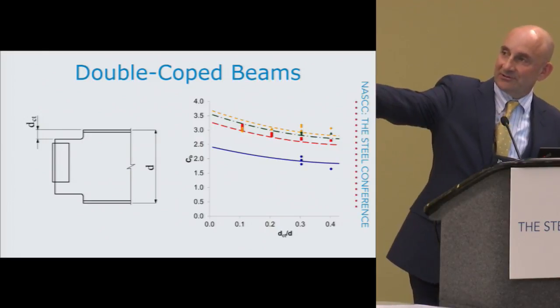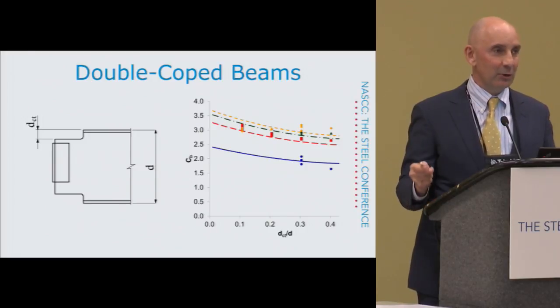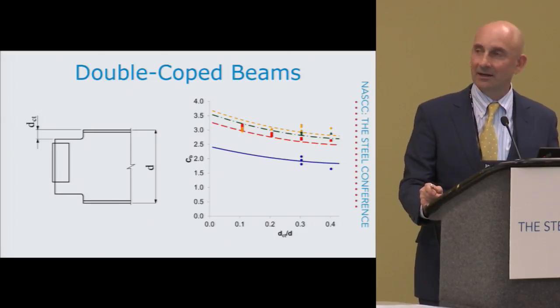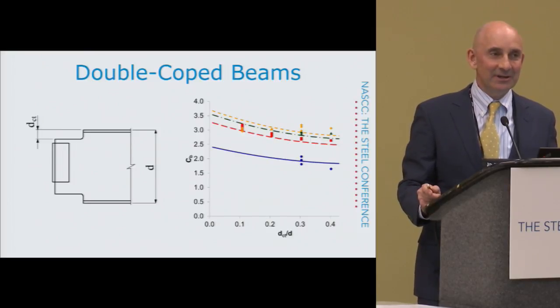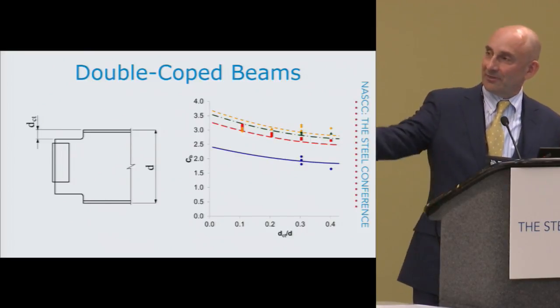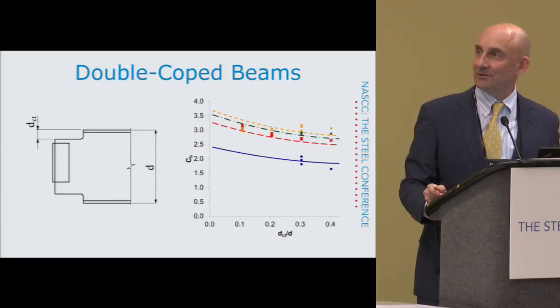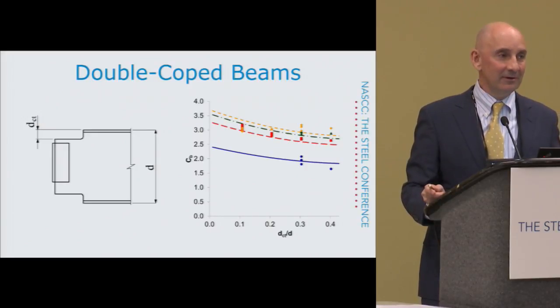First of all, we had to label this D sub CT, because before it was D sub C for cope depth. Now we can have different depths at the top and the bottom, so we got D sub CT and D sub CB. We took D sub CT over D, where D is the depth of the member, plotted that on the horizontal, plotted C sub B, that's used in spec section F11, on the vertical, and plotted the results of all the finite element models.